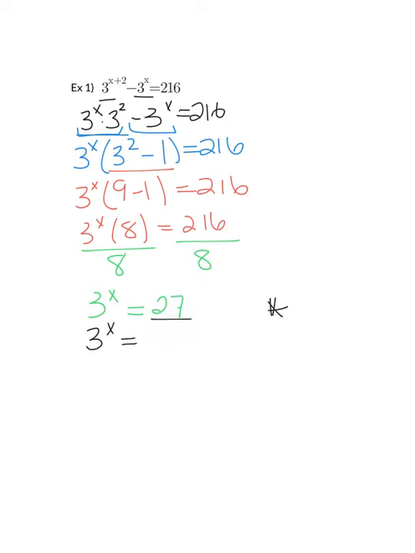I can change 27 to be 3 to the power of 3. Now that my bases are the same and they're simplified, I'm just going to equate my exponents. And I don't even have to solve. All I'm left with is that x is equal to 3.